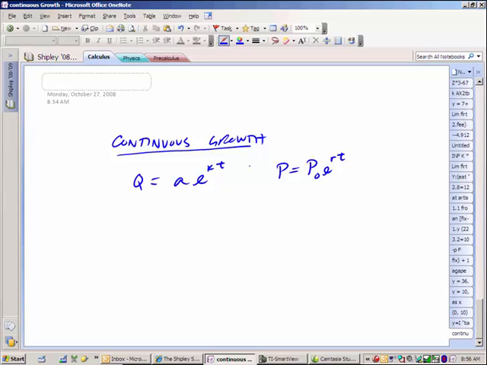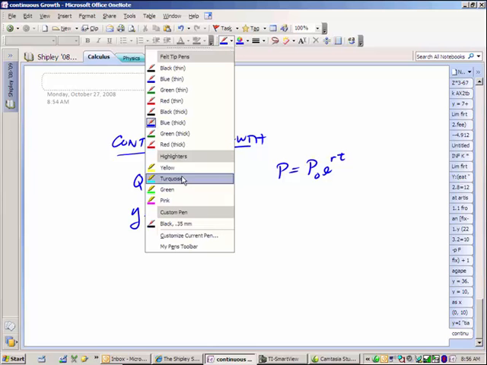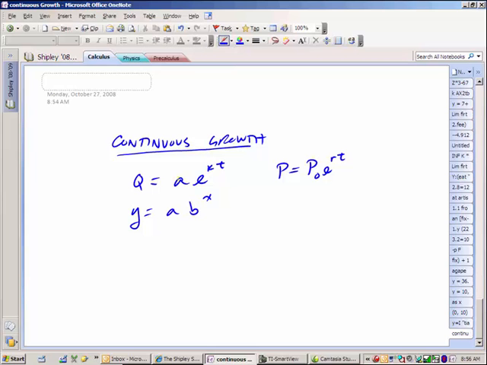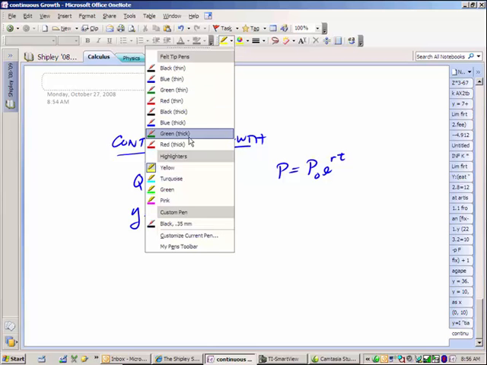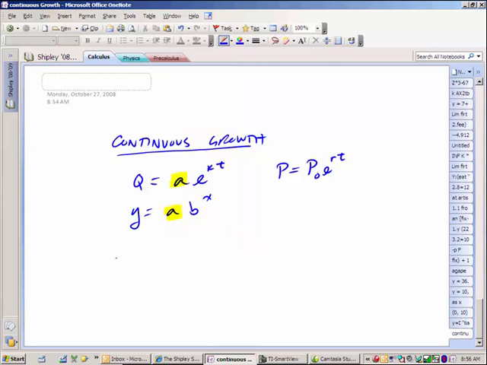Okay. All right. What is A? A is the same in both cases. What is A? All right. Like Rafaela said, it's the initial condition, or it is constant, but it's the initial condition. So A is the initial amount. So that hasn't changed. Okay?